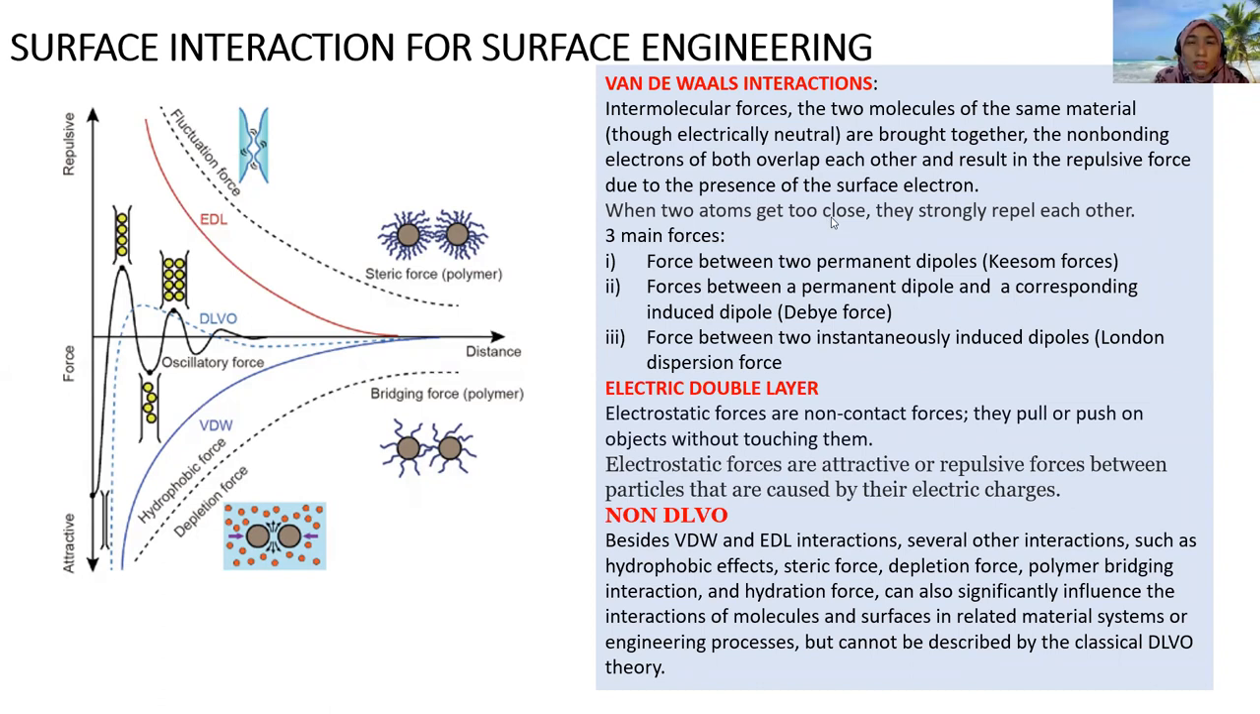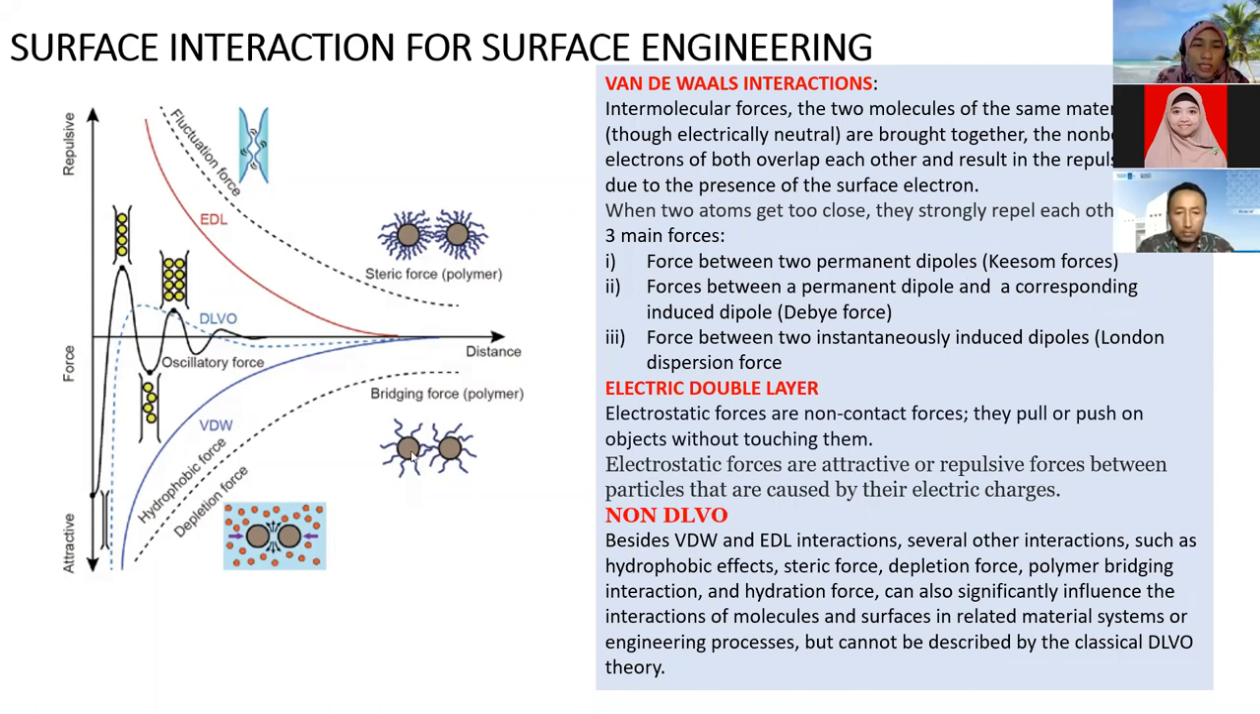When two atoms get too close, they strongly repel each other, and there are three main forces. We have two molecules; when they get close together, they strongly repel each other. The three main forces are the force between two permanent dipoles, which we call Keesom forces, and the force between a permanent dipole and an induced dipole. This is what is meant by force between two permanent dipoles. Say you see my cursor, this is what we call A, and this one is called B.